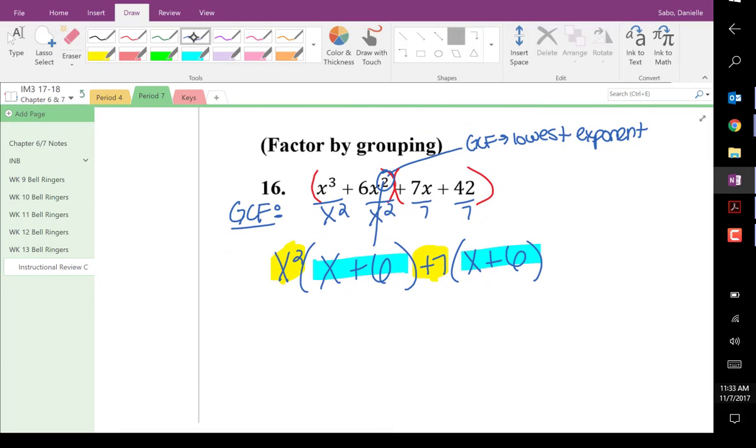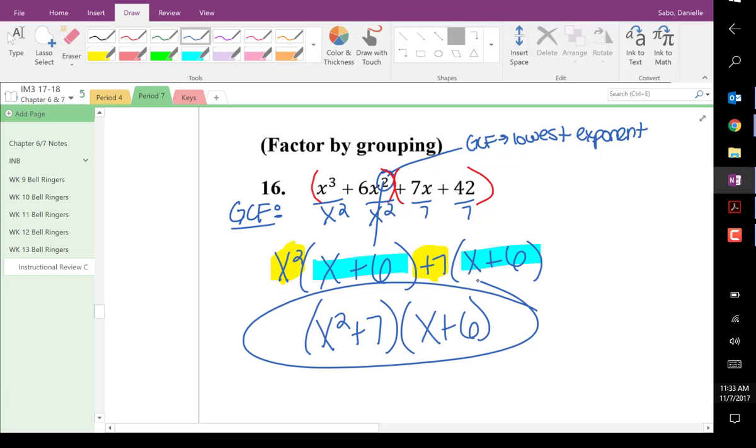Can anyone tell me what they think this is going to be in the very end? Go ahead, Jake. x squared plus 7, close parentheses, and then x plus 6. You got it. So I'll give you a second to make sure all of that's written in there.